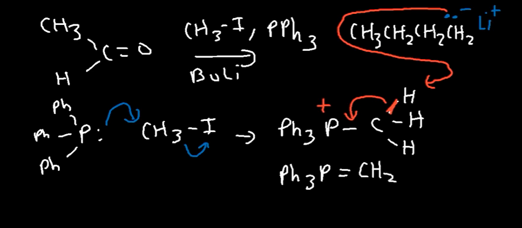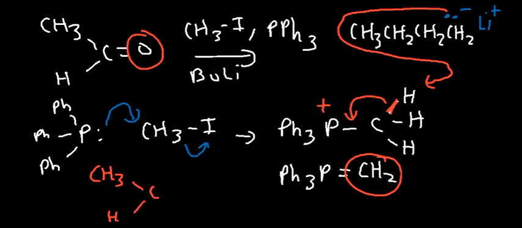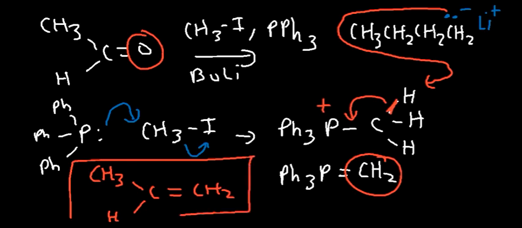Now once you have the ylide, it's easy to see what the product will be. We know that in the end we're going to replace this oxygen with a CH2. So our answer is going to be CH3 with a carbon and a hydrogen double bonded to a CH2. That's the product of this reaction. But let's do the mechanism for it.